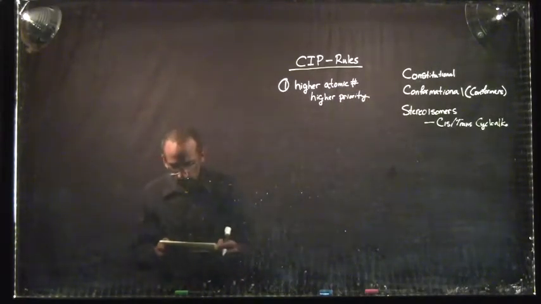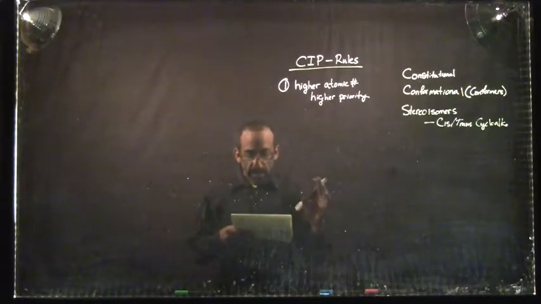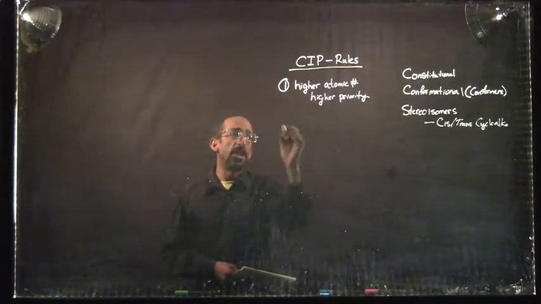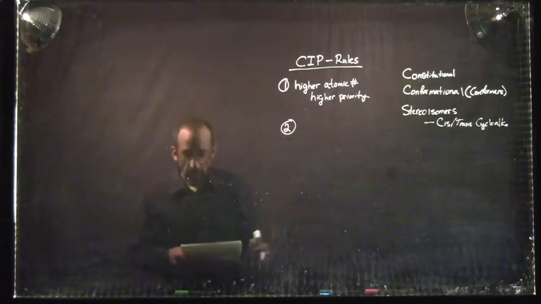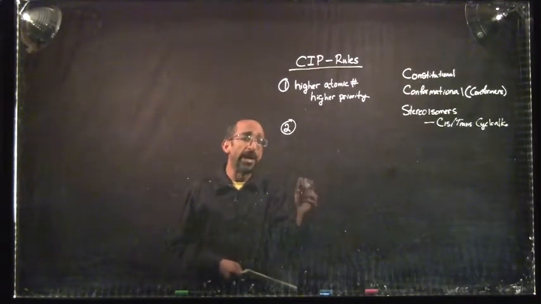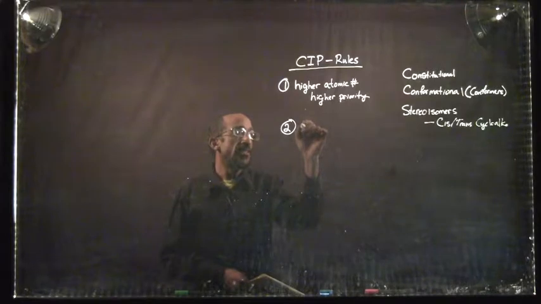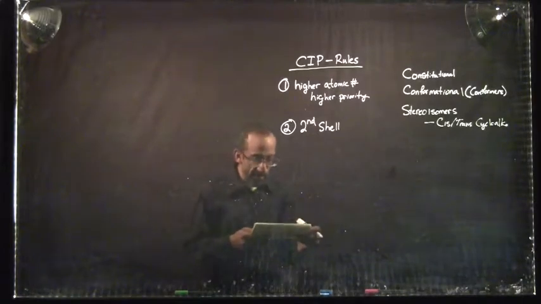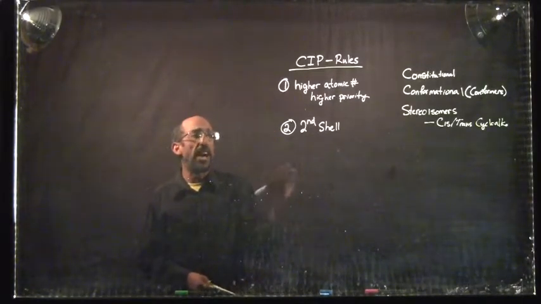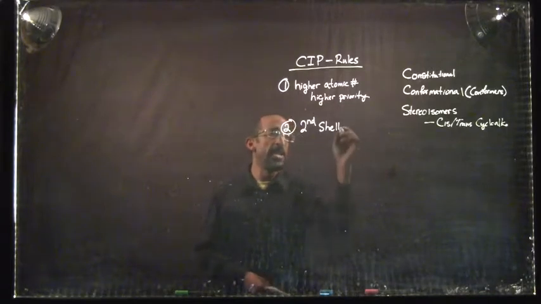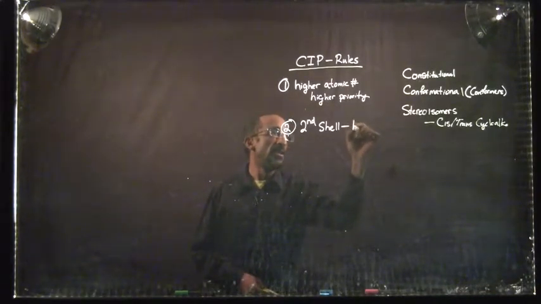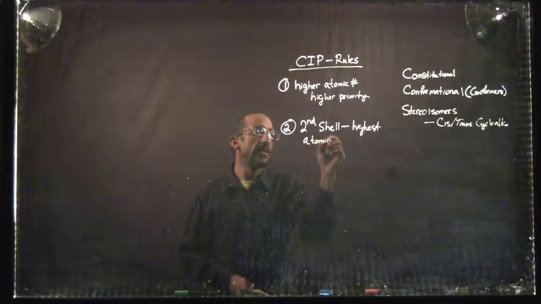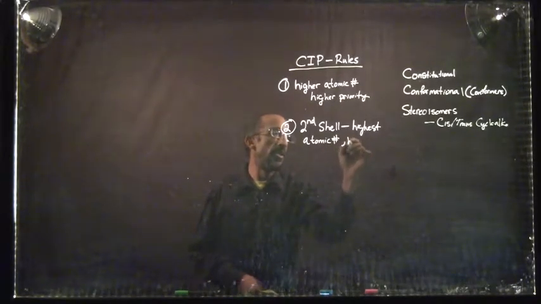All right. Rule number 2. If both of the atoms directly bonded to that alkene carbon are the same, we move on to what we call the next shell, right? So the second shell, and again, we look to see which has the highest atomic number, and that's going to take priority. So in our second shell, highest atomic number is higher priority.